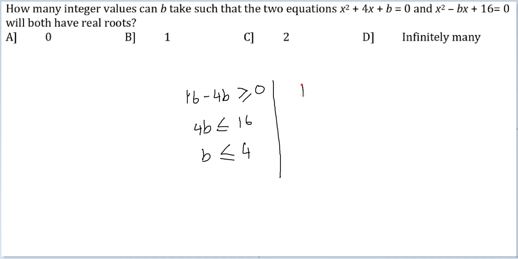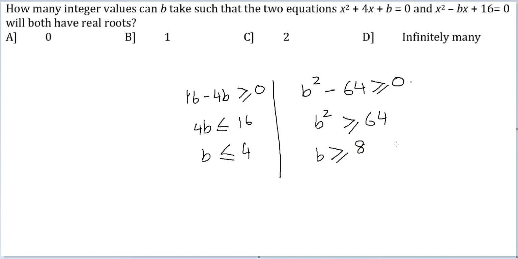For the second equation, you have b² - 64 has to be greater than or equal to 0. So b² has to be greater than or equal to 64, which means b has to be either greater than or equal to 8, or b has to be less than or equal to -8.